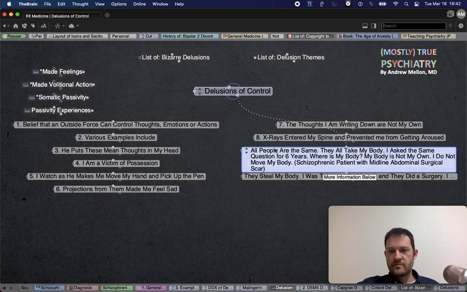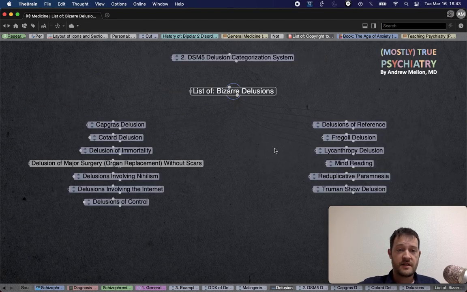Here's one I had from a patient I saw once. He said, all people are the same. They all take my body. I asked the same question for 6 years. Where is my body? My body is not my own. I do not move my body. It was a schizophrenic patient who had an abdominal scar that they were fixated on from getting stabbed. We always say that if you have schizophrenia, you're more likely to be the one who gets harmed than the other way around. This was one of those patients. So that became part of his delusion.